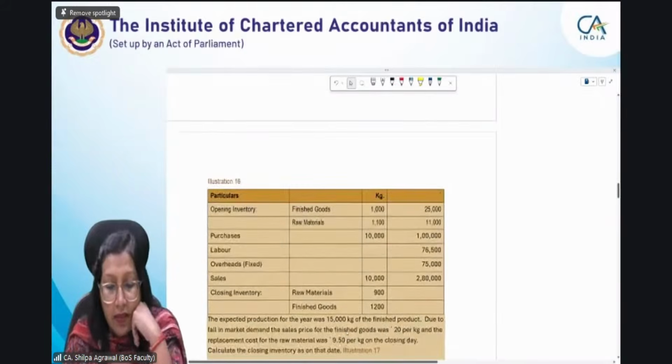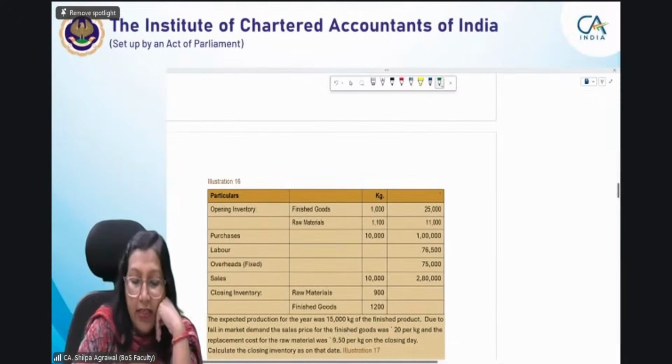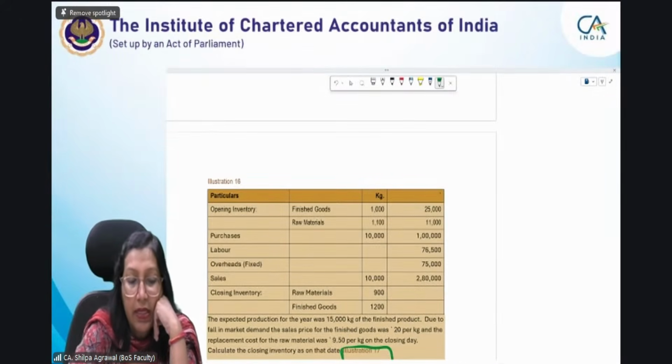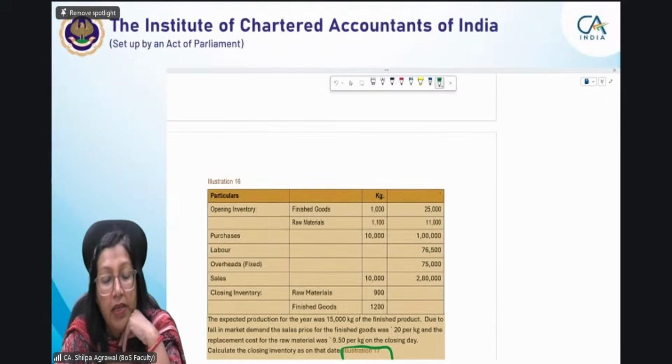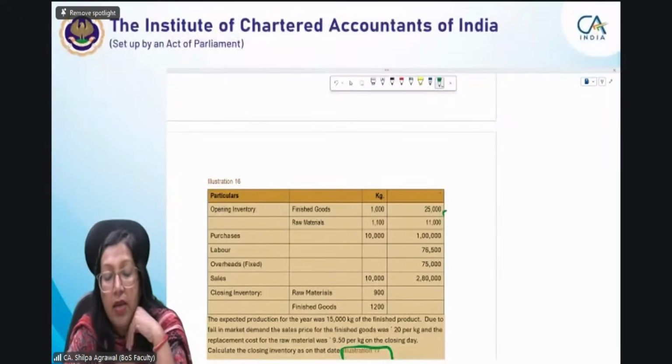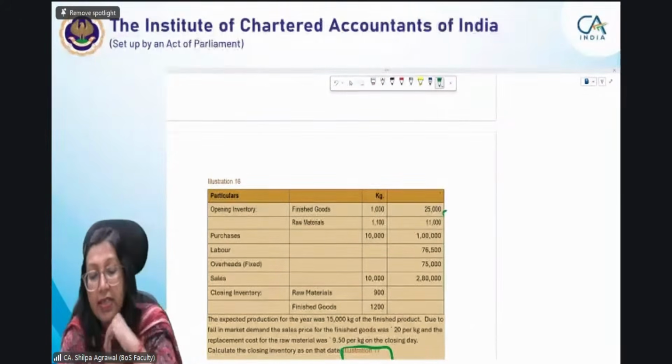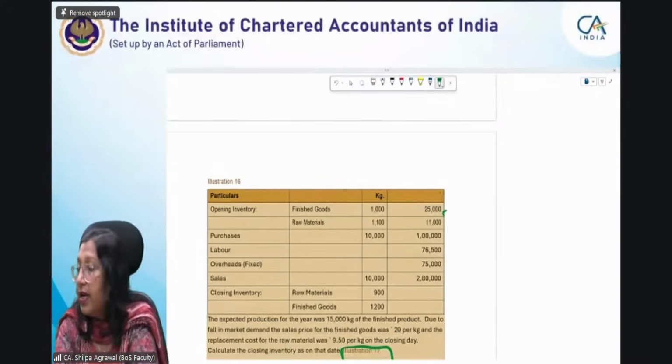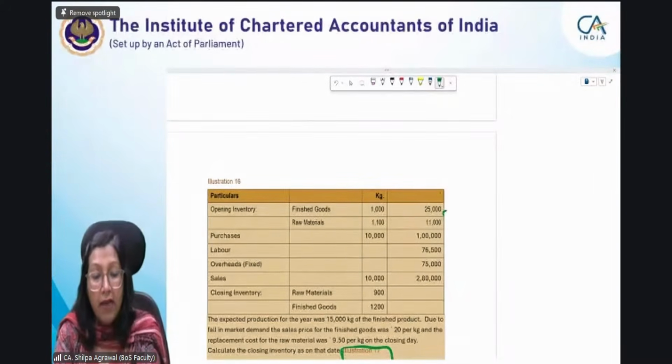Sorry, illustration 17 starts from here. We'll take it till here. Illustration 16. Opening inventory, finished goods is 1,000 units, with a value of 2,500. Raw material is 11,000. Purchases are 10,000 units, and you have made a purchase of 1 lakh for it. Labour is 76,500. Fixed overhead is 75,000. Sale value of 10,000 units is 2,80,000.